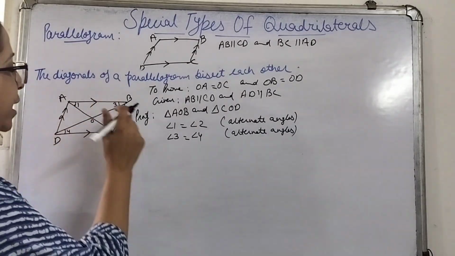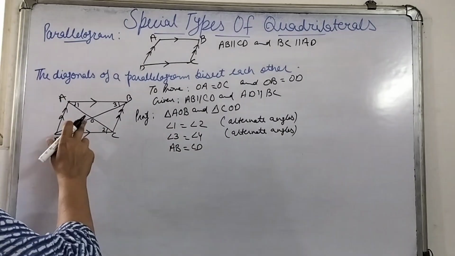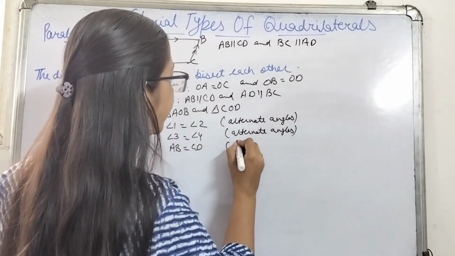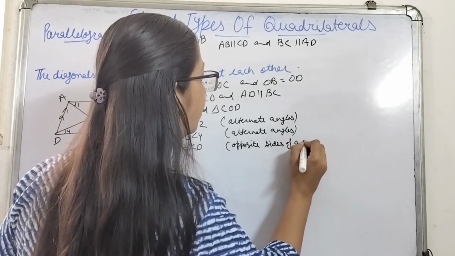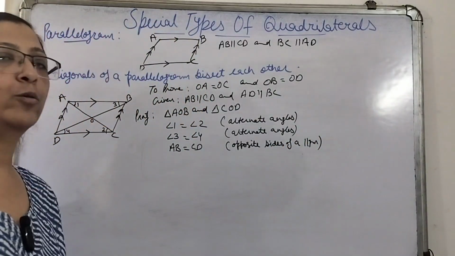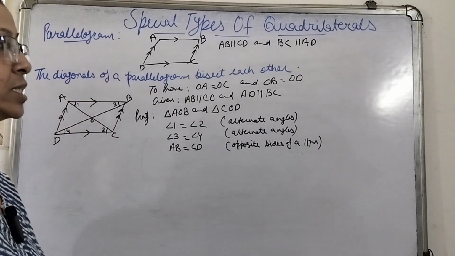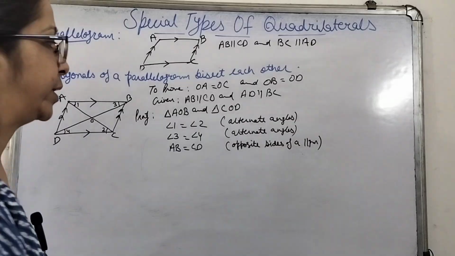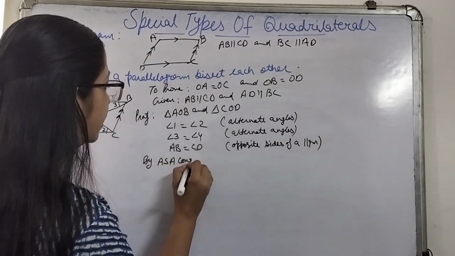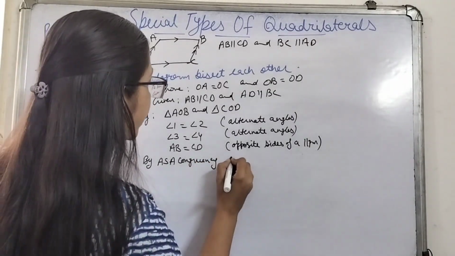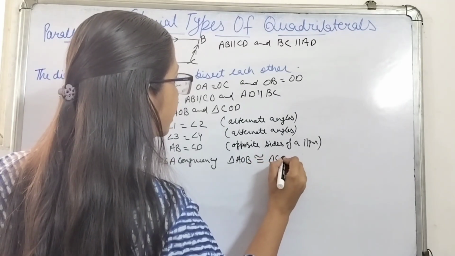Similarly, in the triangle AOB, AB is equivalent to CD of your triangle COD because they are opposite sides of a parallelogram, and opposite sides of a parallelogram are equal. So we can see over here by ASA congruency, these two triangles will be congruent. So by ASA congruency, we can say that triangle AOB will be congruent to triangle COD.